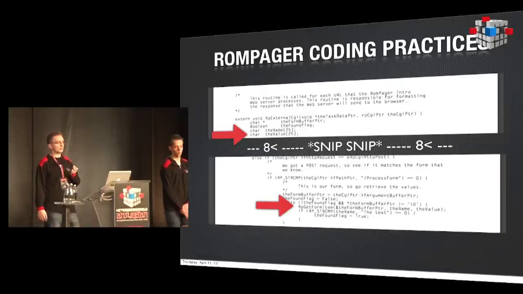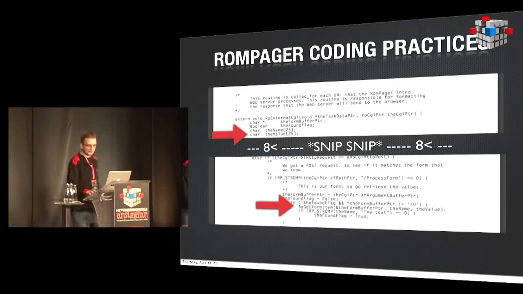At the top arrow we see they declare a character array of 25 characters, and then a bit further down they invoke the rp get form item function using this stack buffer as a destination buffer. And since rp get form item doesn't do any bounds checking, we end up corrupting a whole bunch of the stack.